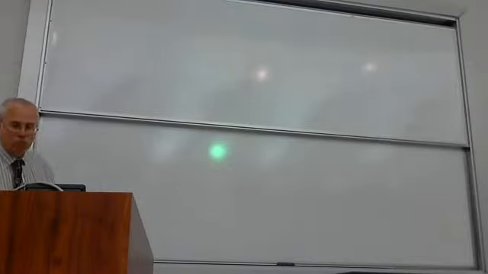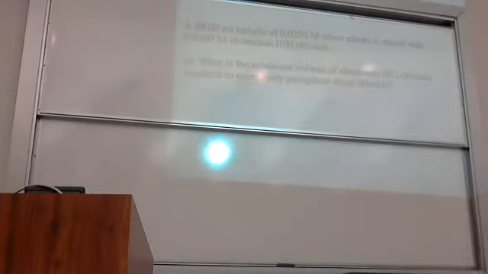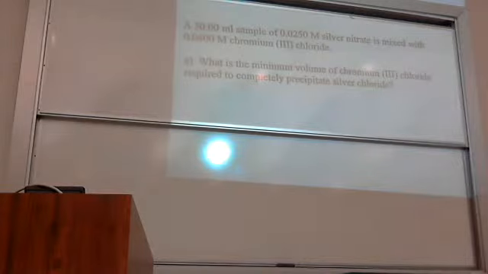Okay, good. You got it written down? So, a 50 milliliter sample of 0.025 molar silver nitrate is mixed with 0.0400 molar chromium-3 chloride. Whew, there's a mouthful. What is the minimum volume of chromium-3 chloride required to completely precipitate the silver chloride? Okay, let's talk about this. Required to completely precipitate the silver chloride.